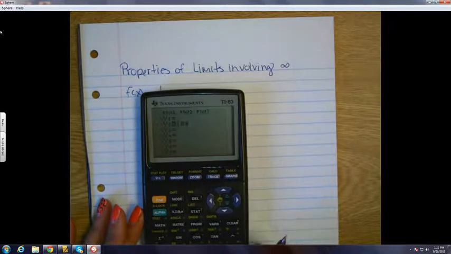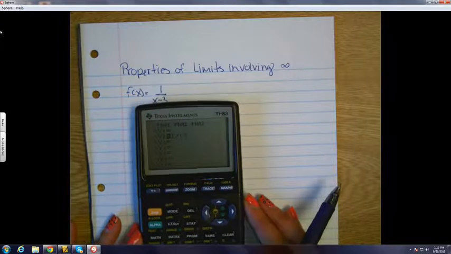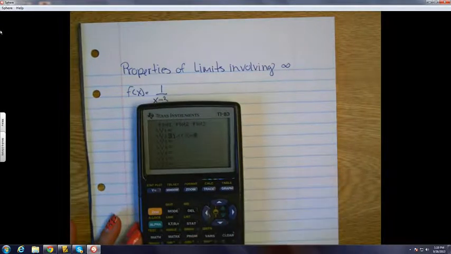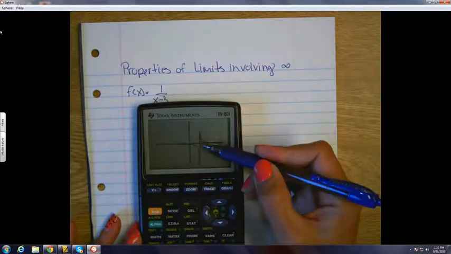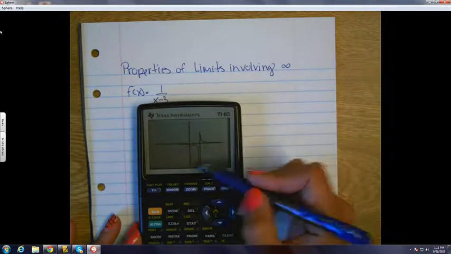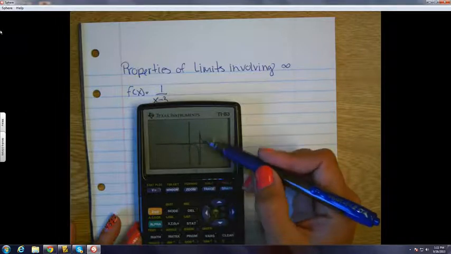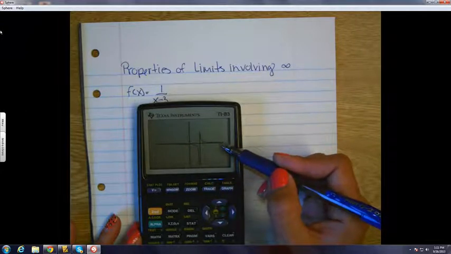Divided by, the bottom has to be in parentheses, x minus 3. I'll do a zoom 6. And we want to keep our eyeballs on that x value of 3. Well, there's the 3. We've got a vertical asymptote happening there. So the branch looks like it's approaching the x-axis on the bottom side here, and approaching the x-axis on the top side here.